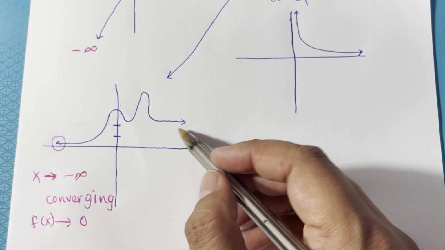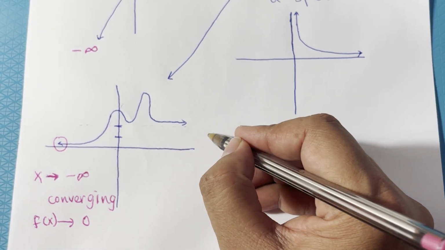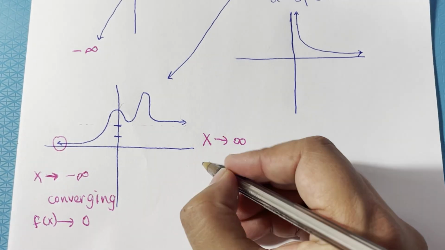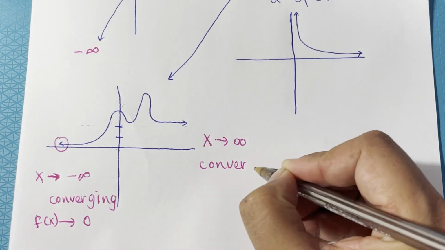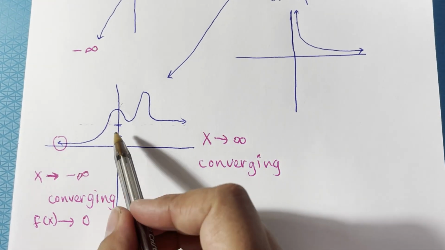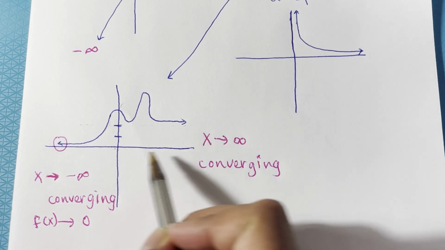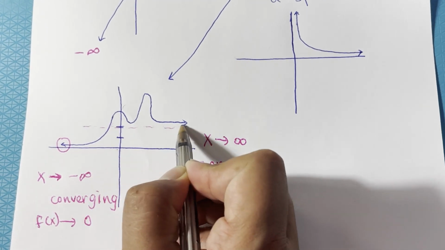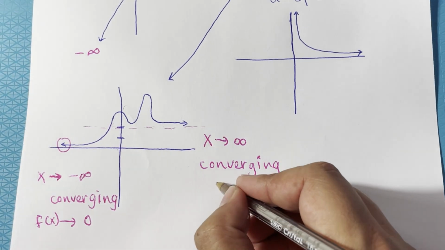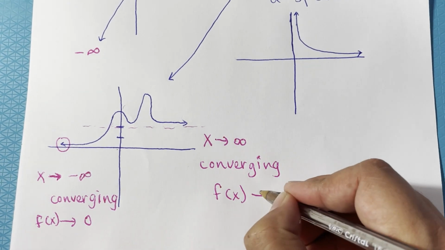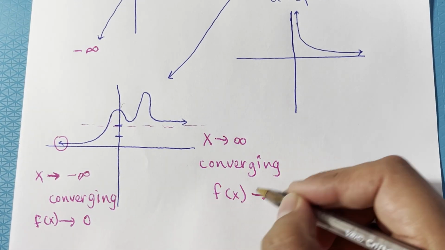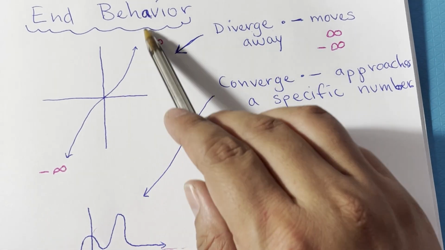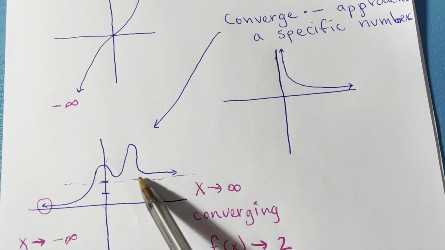For this other one, these are the positive end behavior. So as x approaches positive infinite, then it's converging. And if you notice, this time is not approaching 0, but rather I kind of marked a little bit in here. It's at 2, converging when y or f of x is positive 2. Okay? Again, diverging when it goes far away and converging when it approaches.